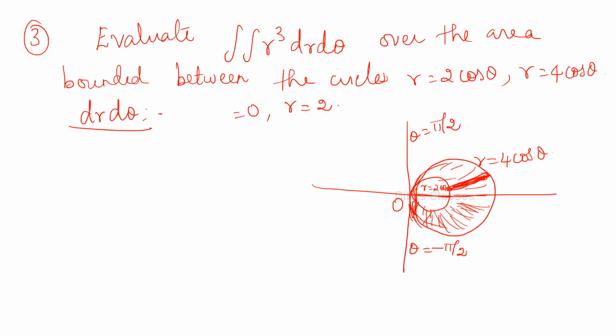Similarly, if you substitute theta = pi by 2, then r = 0. That means this is the distance, that is why it is coinciding with the pole. Similarly, if you substitute theta = 0 for the other curve, you will get r = 4, since cos 0 is 1. This is the distance of r. Like that you have to draw the curves.